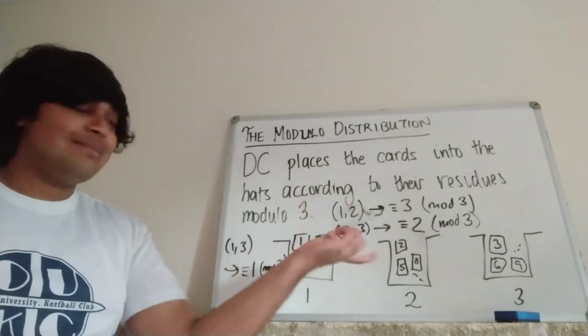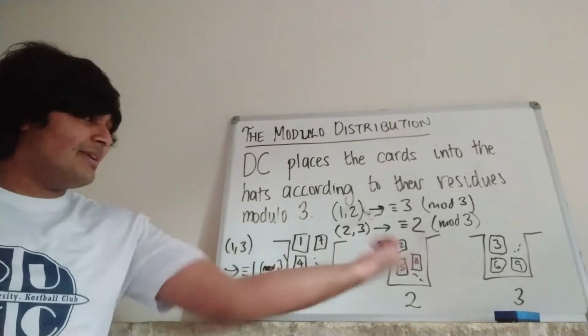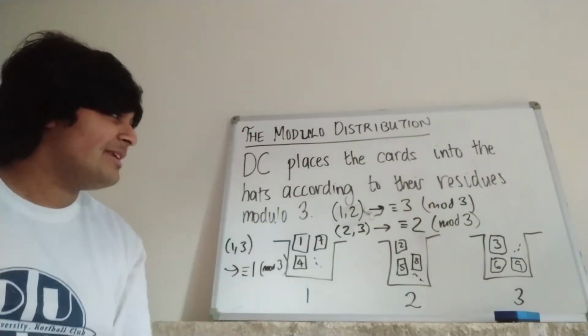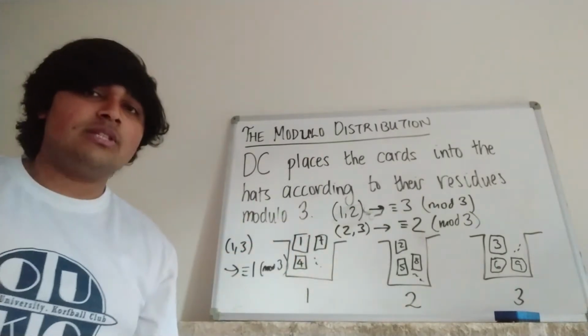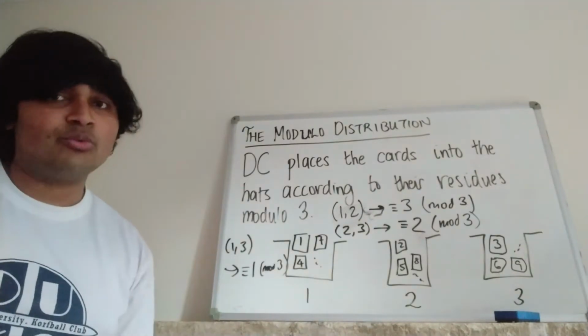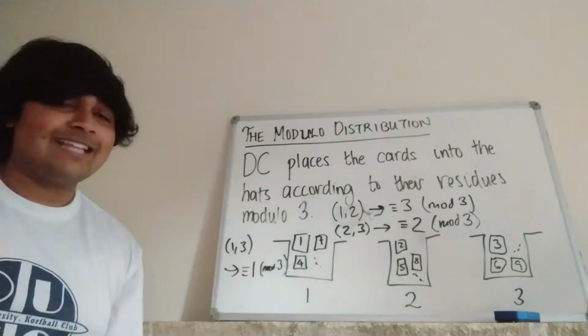So all David's got to memorise is: if he hears a number which is congruent to 3 mod 3, that corresponds to hat 3. If he hears a number which is congruent to 2 mod 3, that corresponds to hat 1. And if he hears a number which is congruent to 1 mod 3, that corresponds to hat 2.